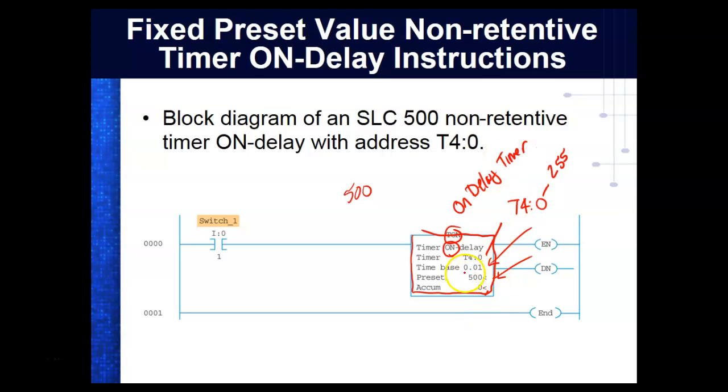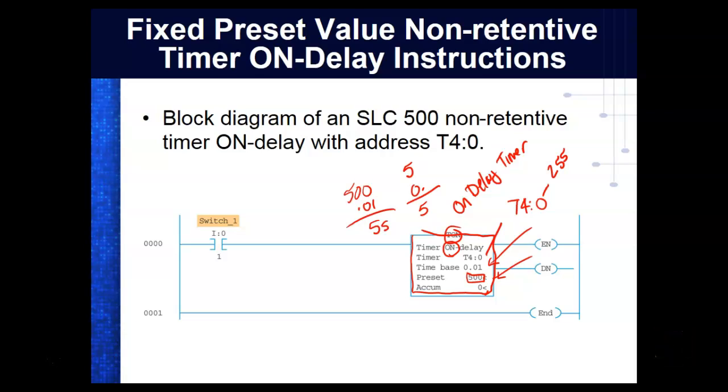I have a preset of 500. I have a time base of 0.01. So what would my time be? 5 seconds. 5 seconds, right? 5 seconds. But I could come up here and put 5, and then I could use a preset of point this, and then it would be 500 milliseconds.